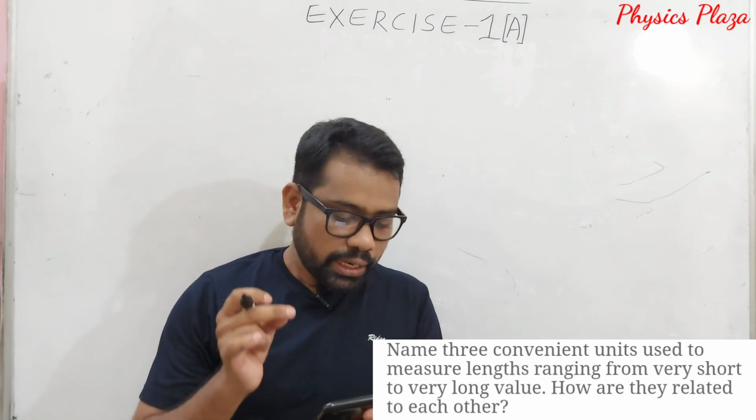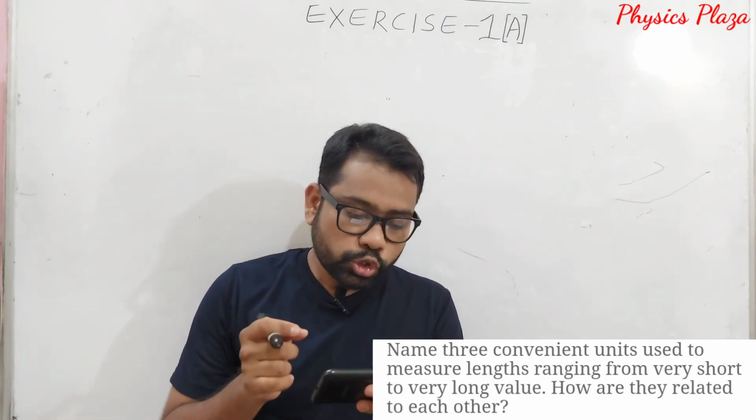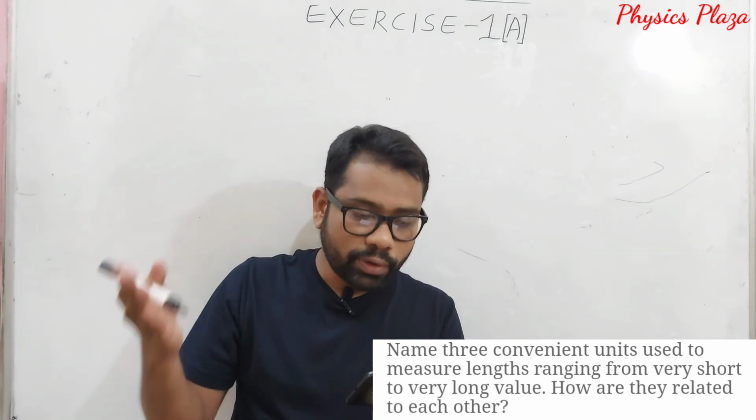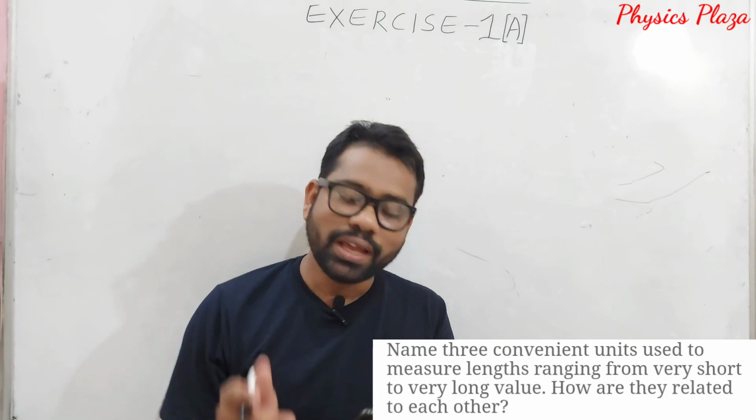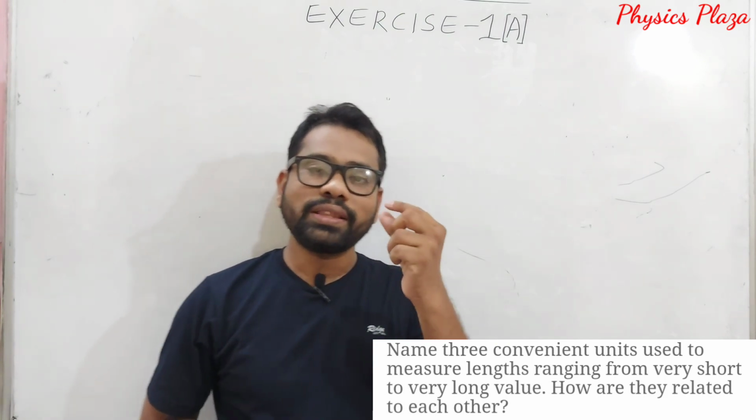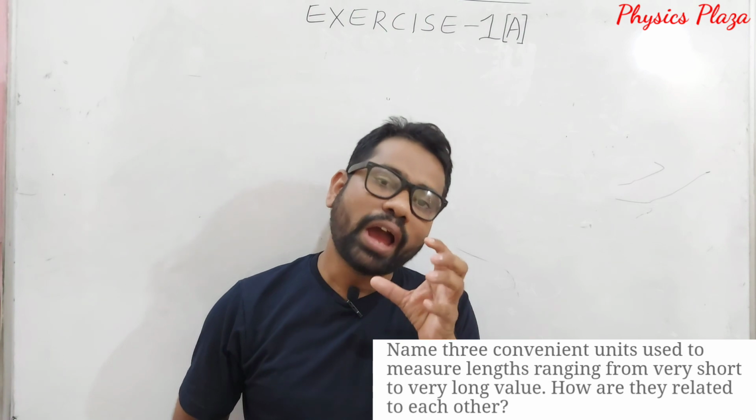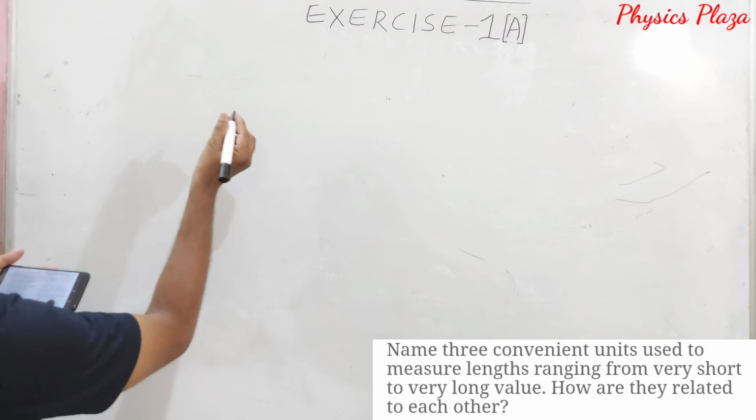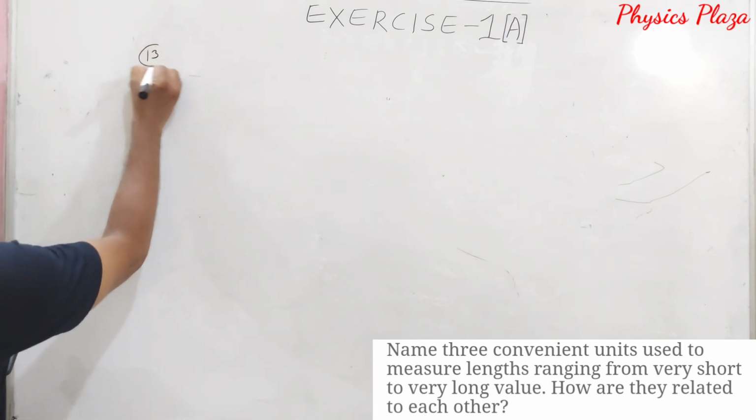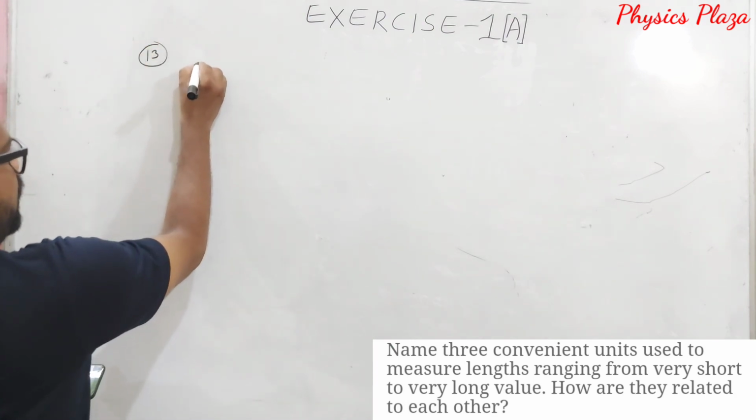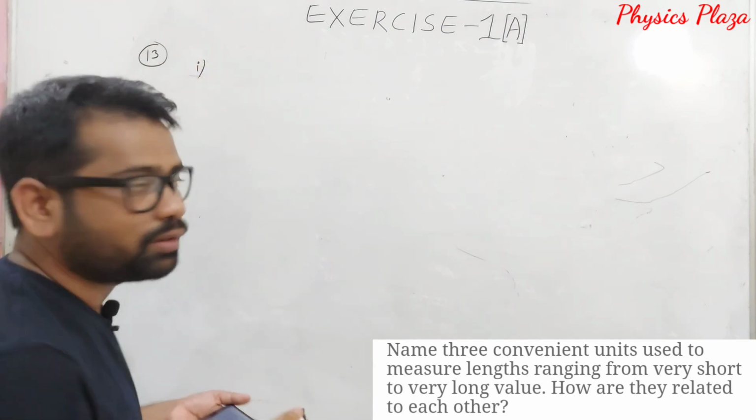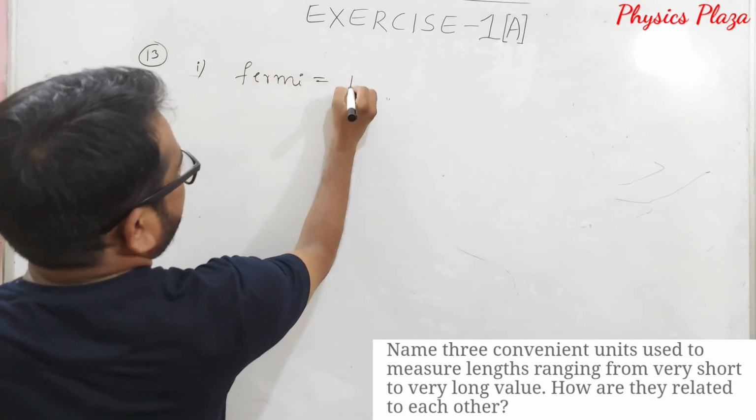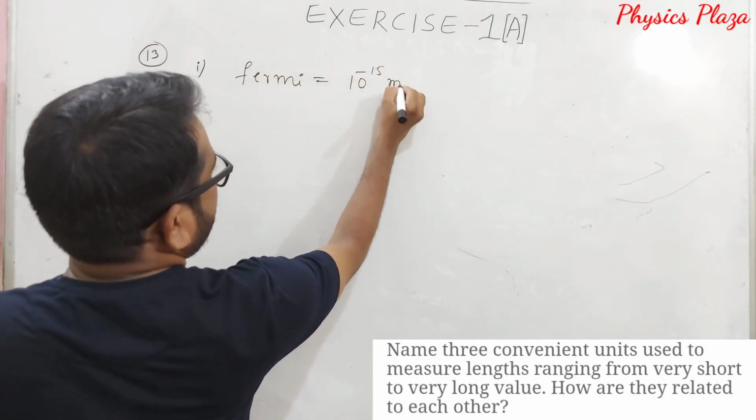Now we will move to question number 13. Children, question number 13. Name the 3 convenient units used to measure the length ranging from very short to very long value. How are they related to the SI unit? Children, first you should think, what is the SI unit of length? Is a meter. So now you have to think smaller to bigger. So very smaller means, of course we have many. Let us take a Fermi only. So here Fermi, smaller one. So how is it related to the SI unit of meter? 10 power minus 15 meters.